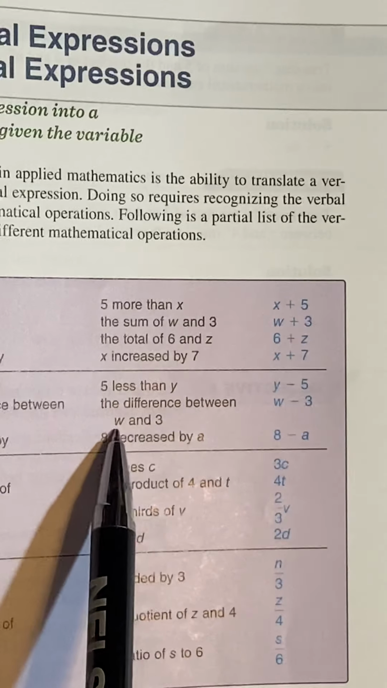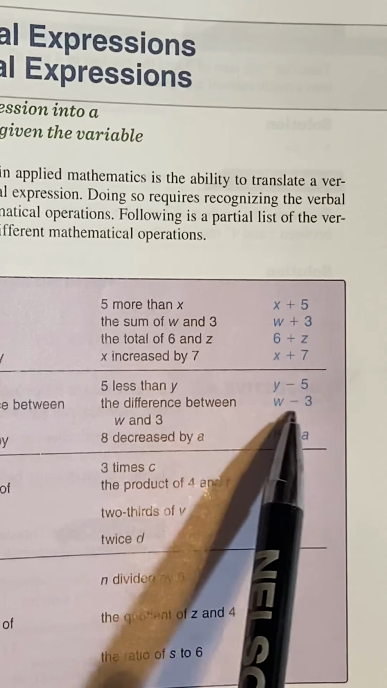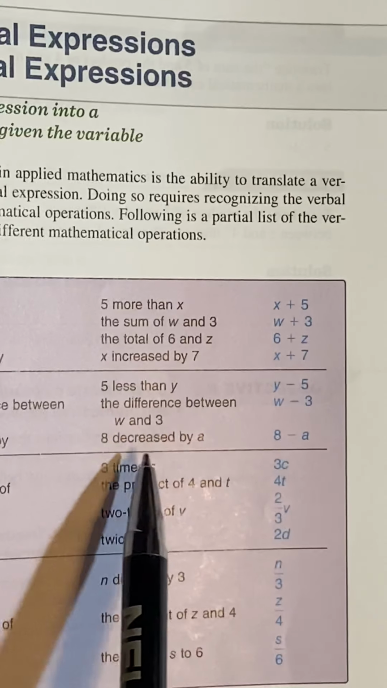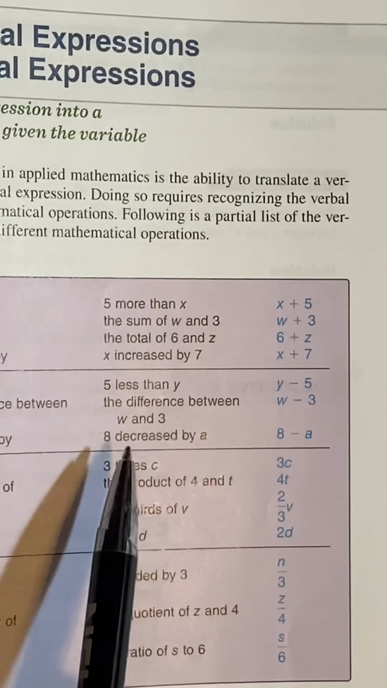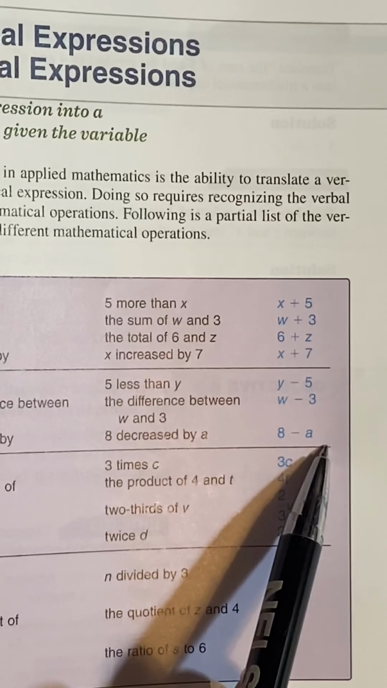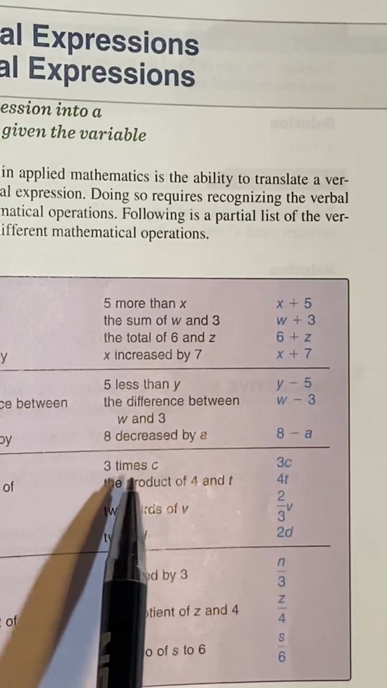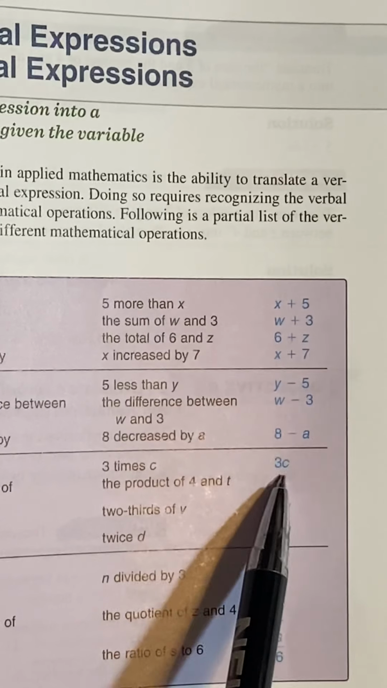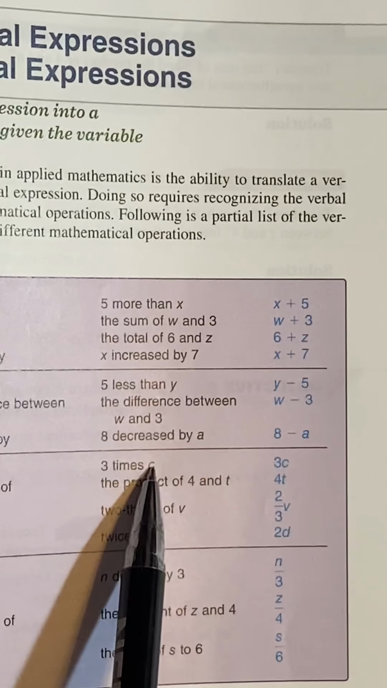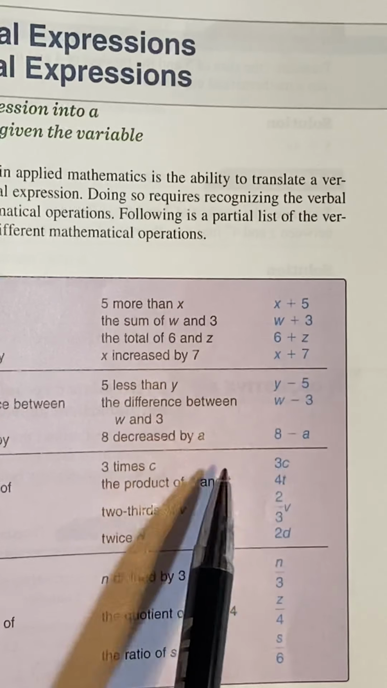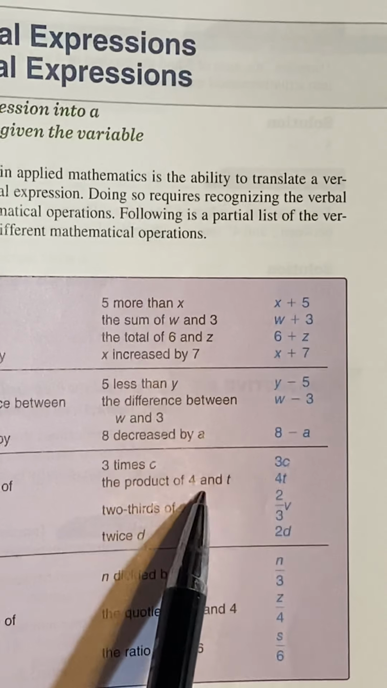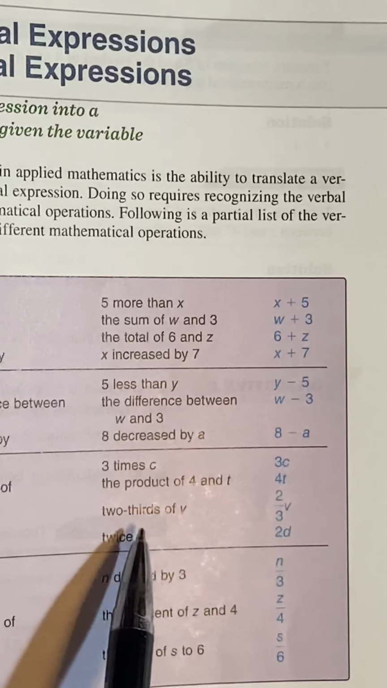The difference between w and 3, w minus 3. Again, it doesn't matter which one comes first when we talk about the difference, right? And 8 decreased by a. 3 times c, 3c. So when we have a number and it's times or multiplied into a variable, we just write them all together. The product of 4 and t, 4t.